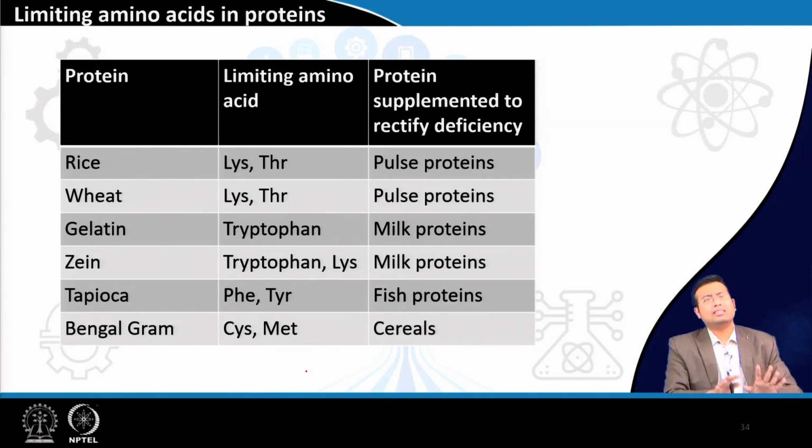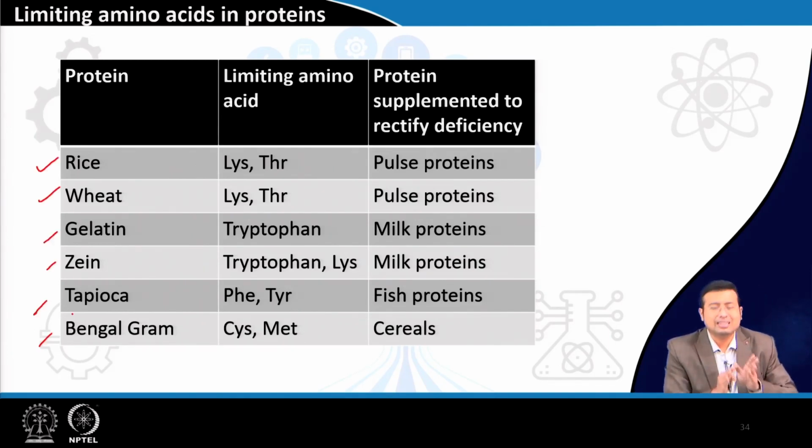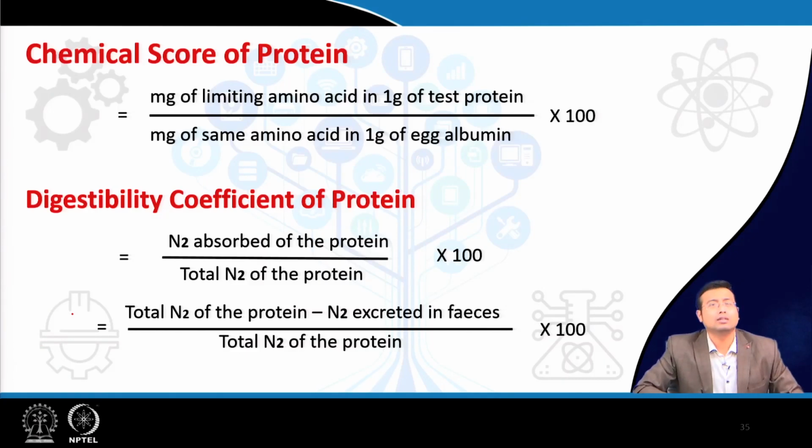Next, we see there is a list. These are the limiting amino acids, these are the food items, and the list says what amino acids are limiting and what foods can actually complement them if they are the sole source of component in the diet. Next, two scores that we are discussing: chemical score of protein.